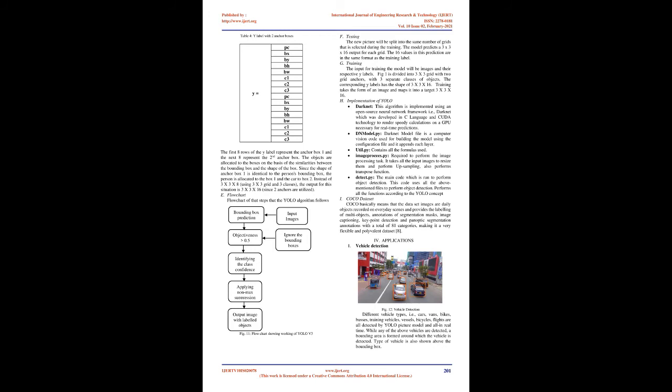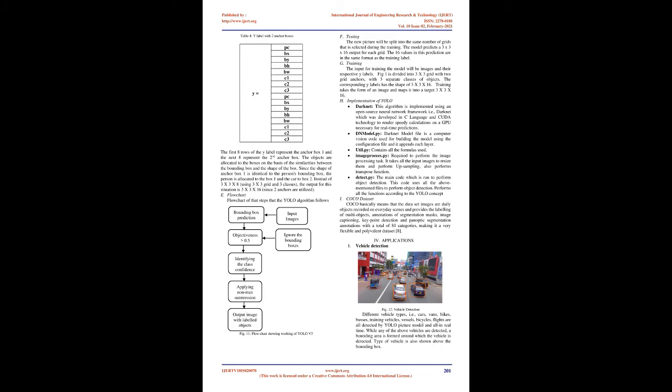The first 8 rows of the Y label represent anchor box 1, and the next 8 represent the second anchor box. The objects are allocated to the boxes on the basis of the similarities between the bounding box and the shape of the box. Since the shape of anchor box 1 is identical to the person's bounding box, the person is allocated to box 1 and the car to box 2. Instead of 3x3x8, using a 3x3 grid and 3 classes, the output is 3x3x16.